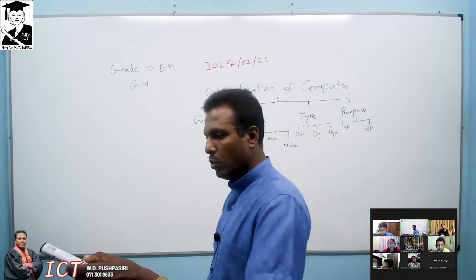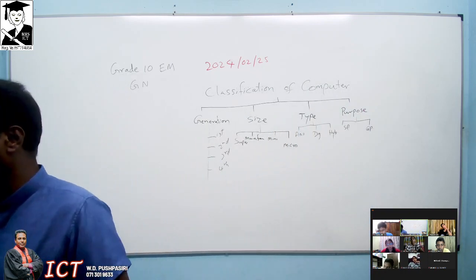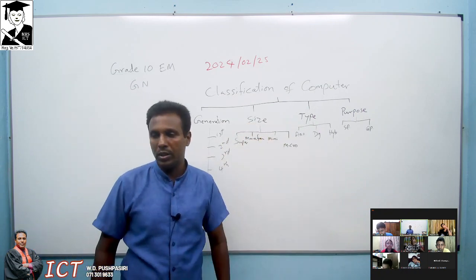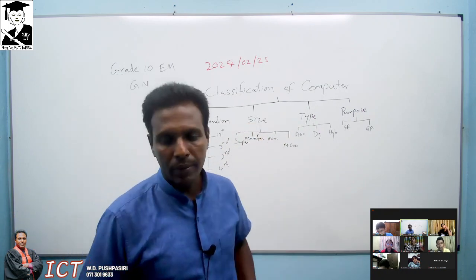So when you are talking about classifications, we can classify like this, okay? But in your textbooks, it says classification of computers only according to the size and the technology. That means size and the type or the technology, right? Okay, can you draw this one?